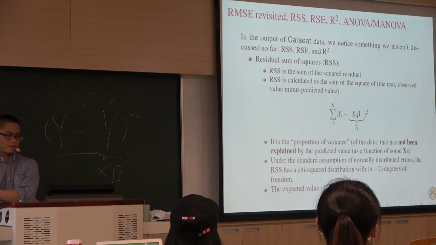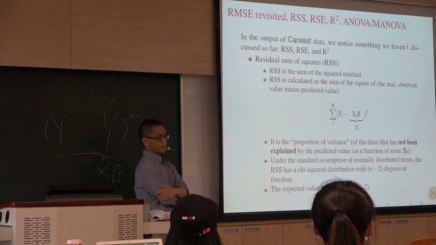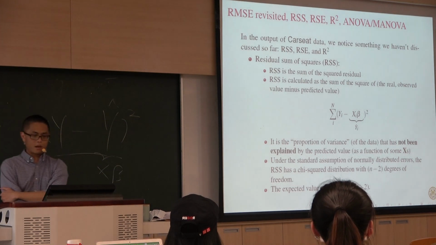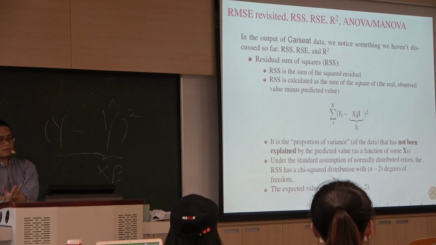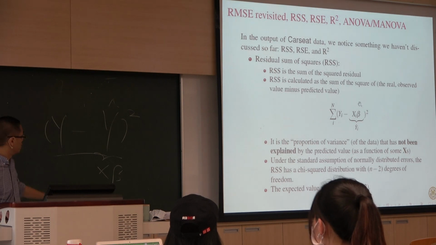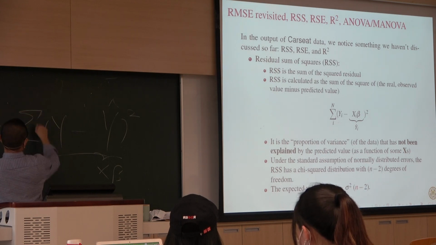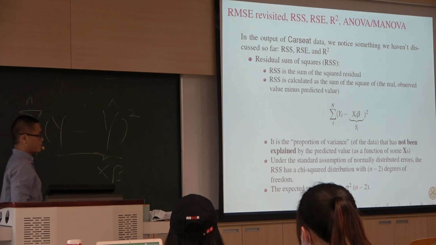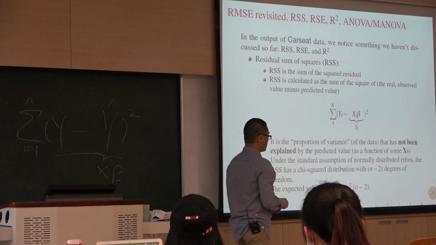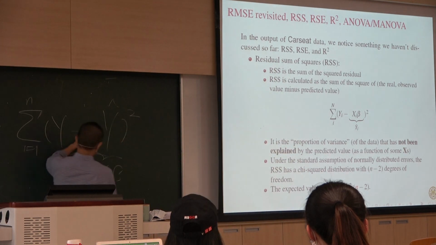Here I call it the residual sum of squares. So it's calculated as the sum of the squares of the differences between the real observed value minus the predicted value here. Okay. And you simply put a summation sign and sum it across all the observations in your data. It refers to the proportion of variance that has not been explained by your predicted value.